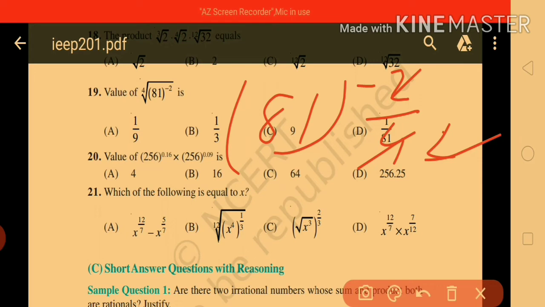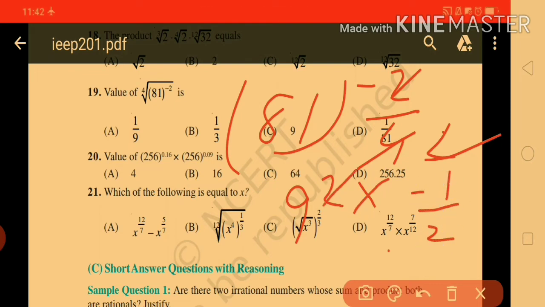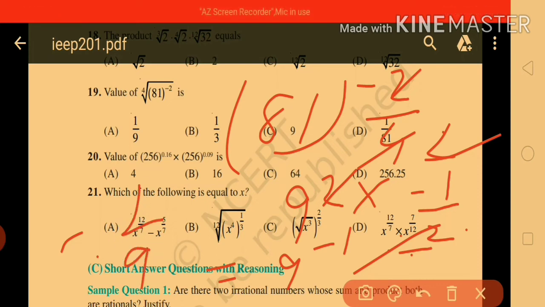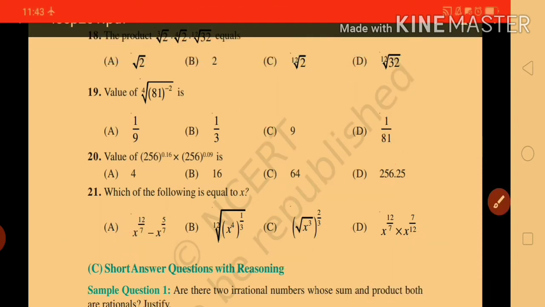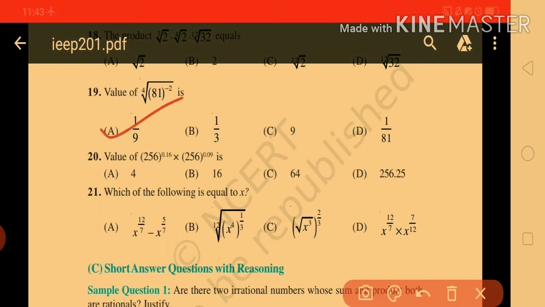So 81 can also be written as 9 square, into minus 1 by 2. Cut this one. So what we have remained here? 9 raised to minus 1, and 9 raised to minus 1 means 1 by 9. See which option is showing you 1 by 9, it is A, right?